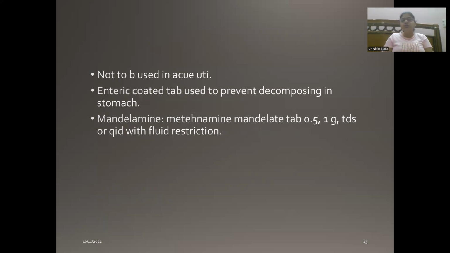It is not to be used in acute UTI. The tablet is enteric coated to prevent its decomposition in the stomach, so that it is not converted to formaldehyde in the stomach. Methenamine mandelate tablet, 0.5 or 1 gram TDS or QID with fluid restriction. This means we can give it in a dose of 1 gram or 0.5 gram. TDS means 3 times a day, QID means 4 times a day, with fluid restriction.